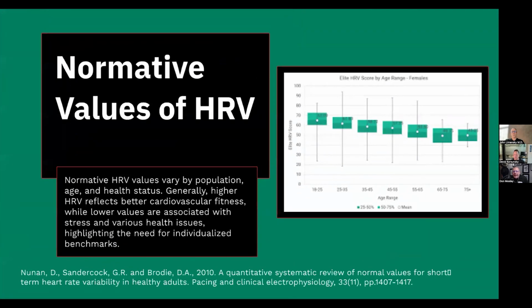So, normative data. Normative HRV values vary by population, age, and health status. Generally, higher HRV reflects better cardiovascular fitness, while lower values are associated with stress and various health issues, highlighting the need for individual benchmarks. My experience is that when a client has HRV values that are far below normal, I begin to suspect the impact of trauma.